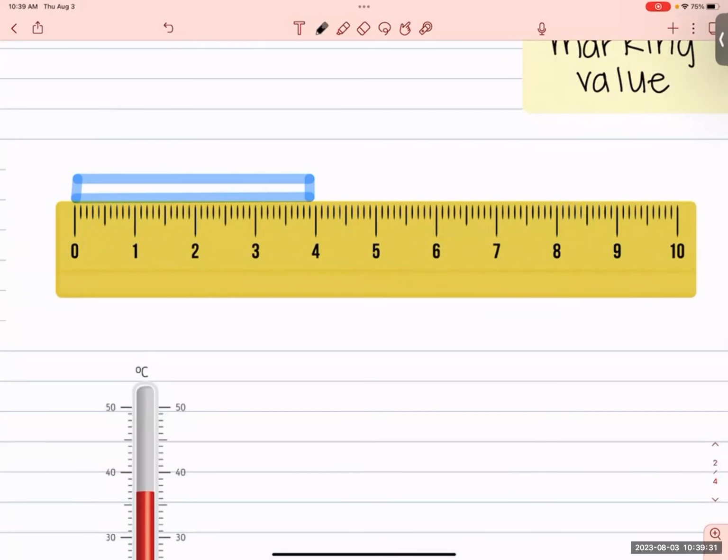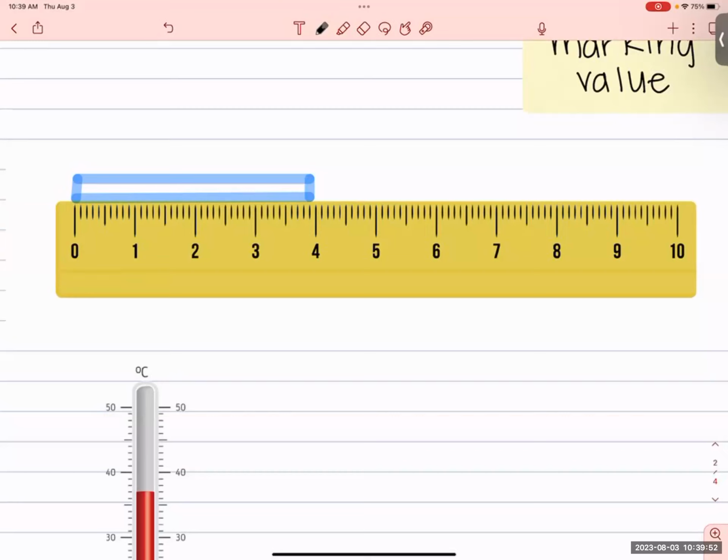Pause and see if you can make a quick measurement of that. So depending on how good your eyes are, how good your ruler is, how good the markings are. Some rulers are a little older, their markings are a little off.